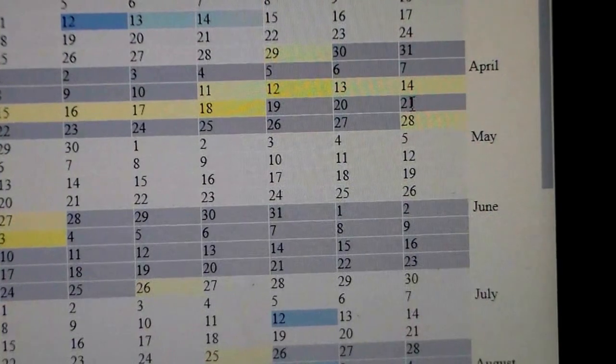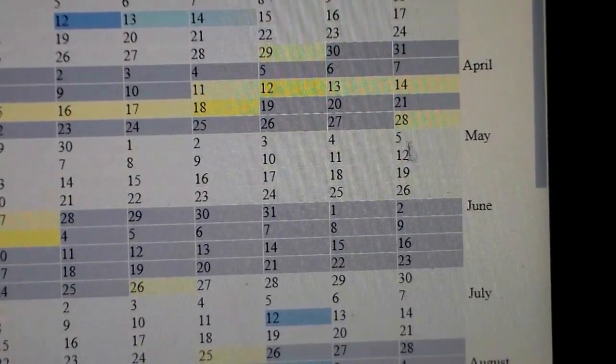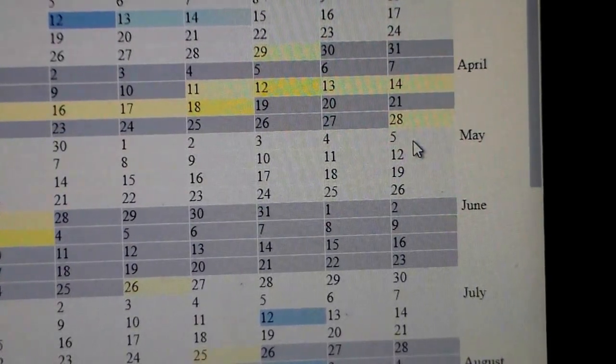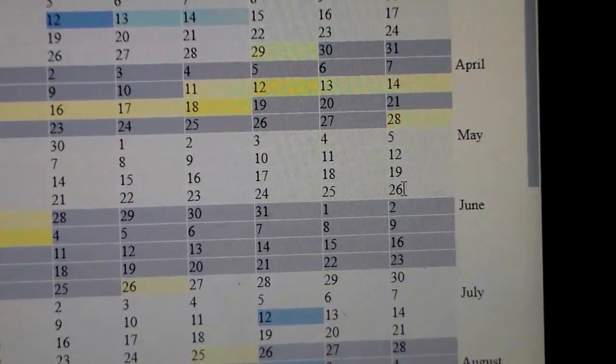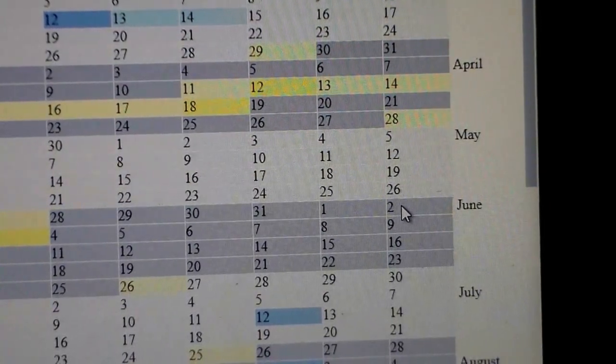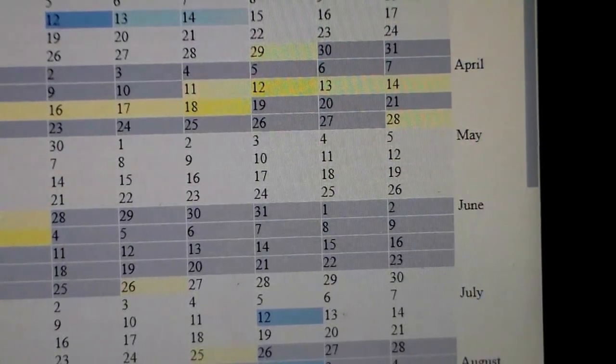The first one will be the 21st, the 28th will be the second, the 5th the third, the 12th the fourth, right? I mean, it'll be 1, 2, 3, 4, 5, 6, and June the 2nd will be the 7th. But look, we have a special holiday there.